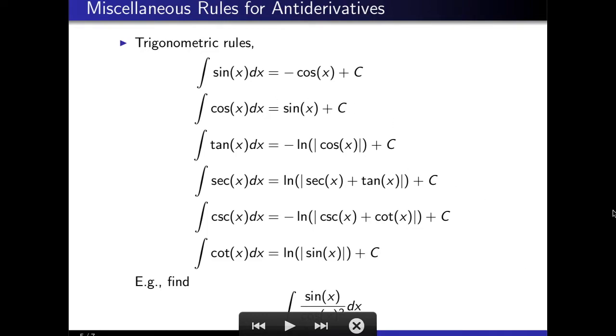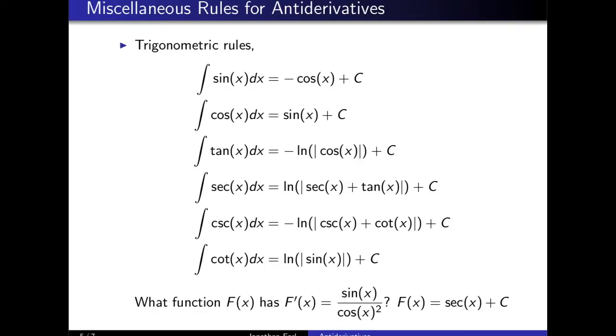So one example here. We want to find the antiderivative of sine of x over cosine of x squared, and we have the dx there. Okay, so we're asking what function do we have to start with so that when we take its derivative, we get sine over cosine squared? Well, if we start with capital F of x as secant of x plus some constant, when we take that derivative, we get secant tangent, and secant is 1 over cosine, tangent is sine over cosine, so we'd get sine over cosine squared, which is exactly what we'd like.